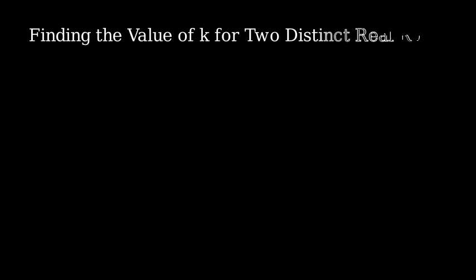Welcome to our math lesson today. We're going to solve a problem that asks us to find the largest integer value of k that allows a quadratic equation to have two distinct real roots. The equation we're given is kx squared minus 29x squared minus 18x plus 9 equals 0.